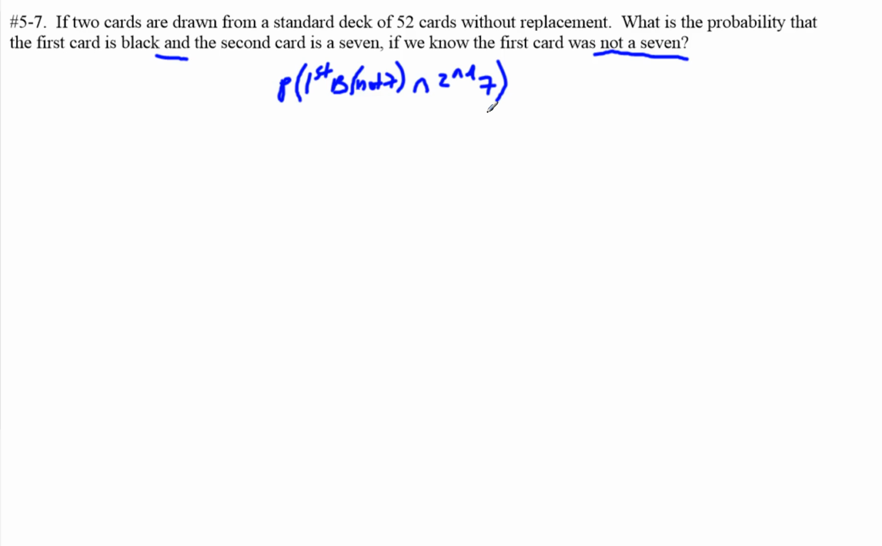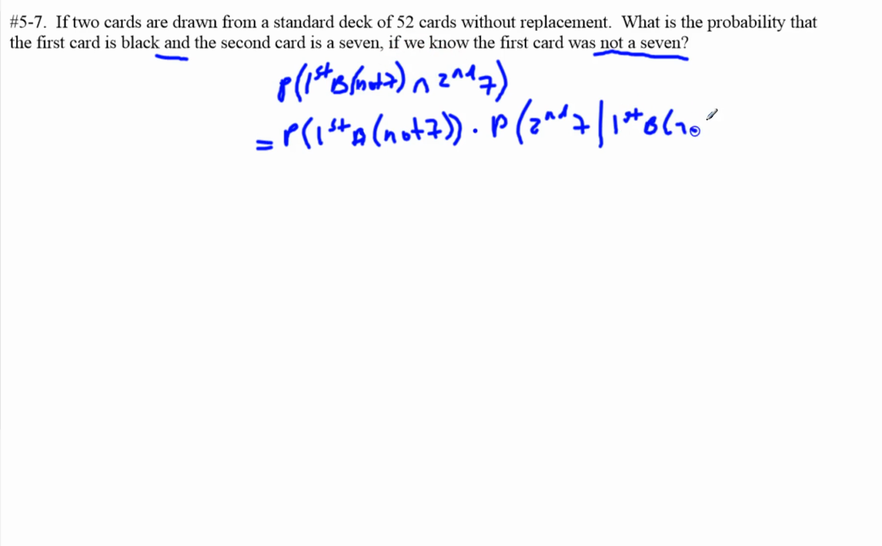So since this is an AND situation, it means this will be equal to the first probability, the probability that the first card is black but not a 7, times the probability that the second card is a 7, given that the first condition was met, that the first card was black but not a 7. Okay, so let's view each of these.